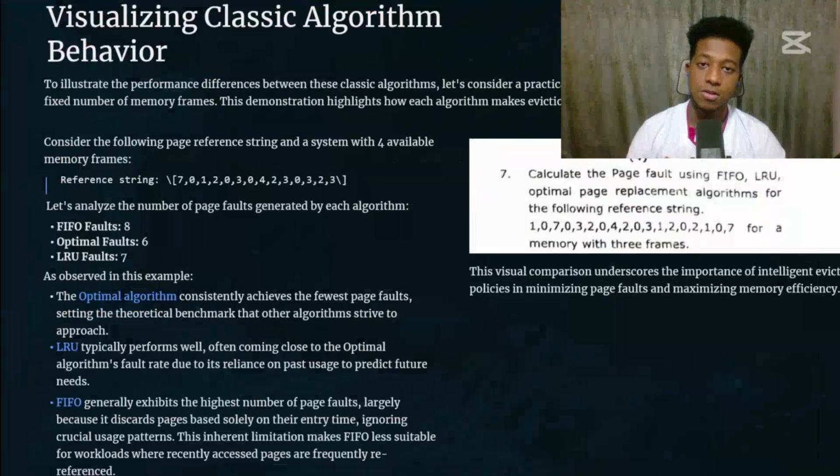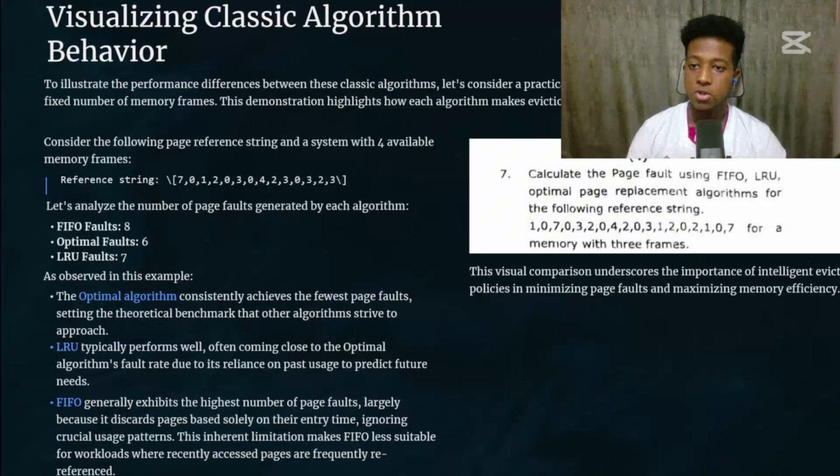My name is Abdulkadir and I'm gonna carry on with visualizing classic algorithms behavior. To illustrate the performance differences between these classic algorithms, let's consider a practical example using a specific page reference string and a fixed number of memory frames. These demonstrations highlight how each algorithm makes an eviction decision and the resultant number of page faults.